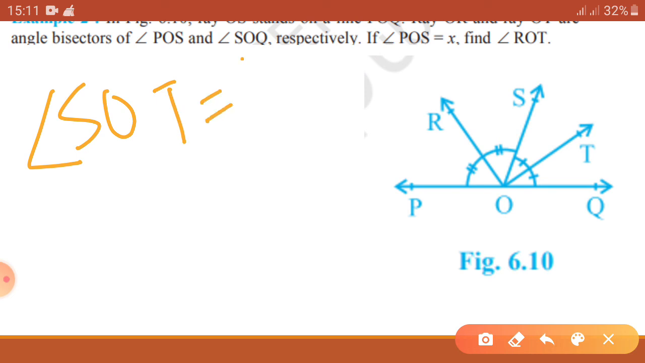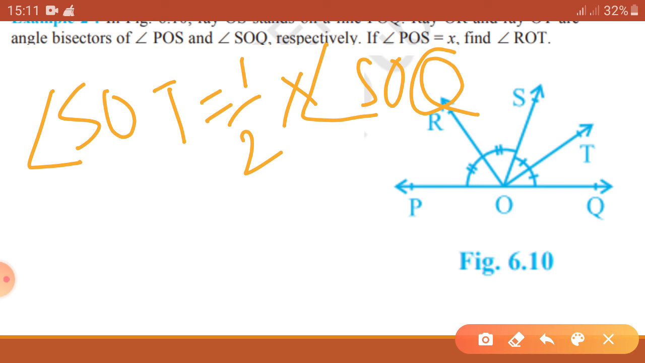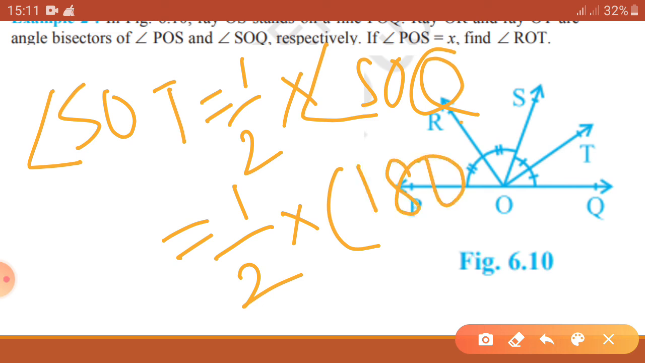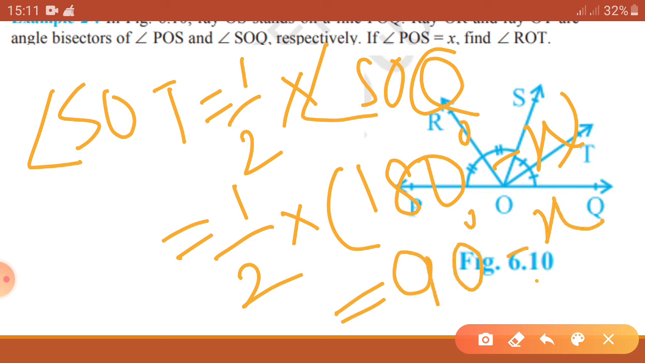SOT is half into angle SOQ. So it gives us half into SOQ. Already we have got the value 180 degree minus X. So we get 90 degree minus X by 2. It is the value of angle SOT.